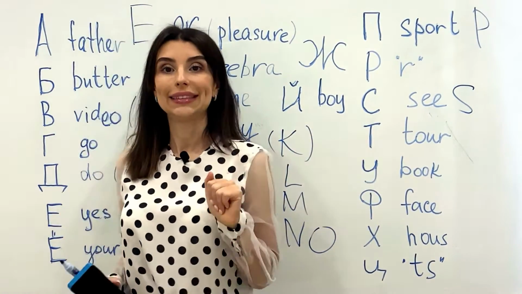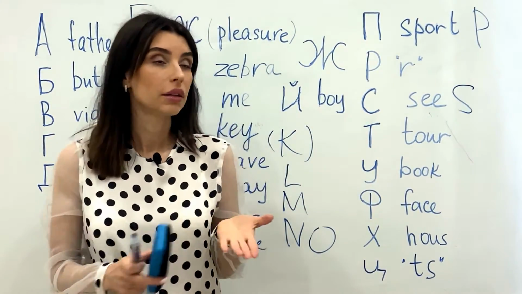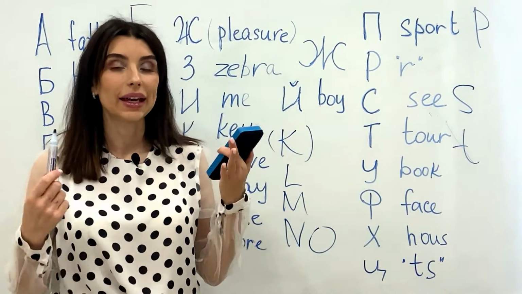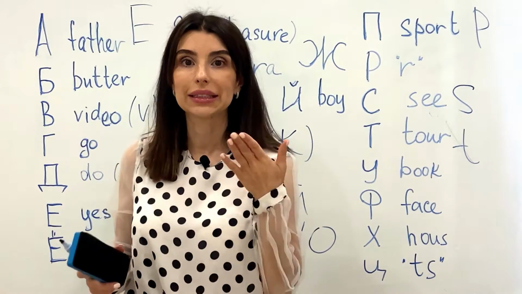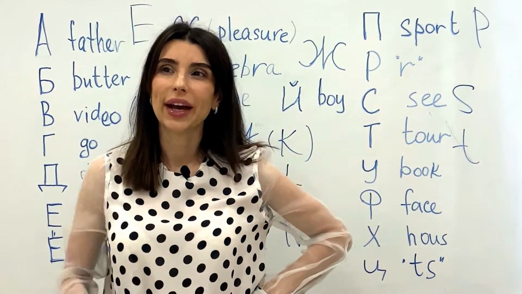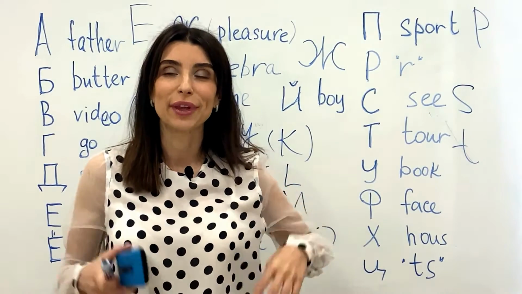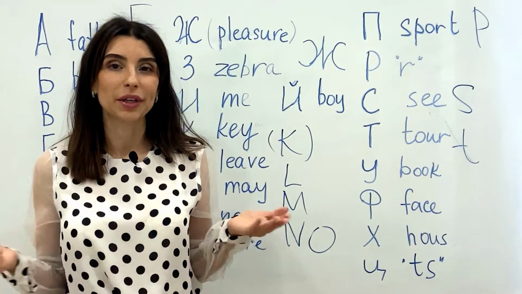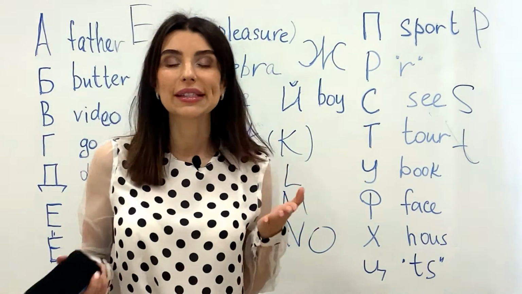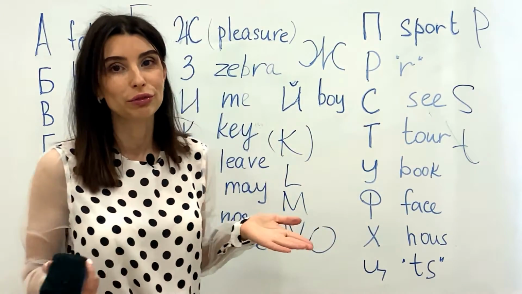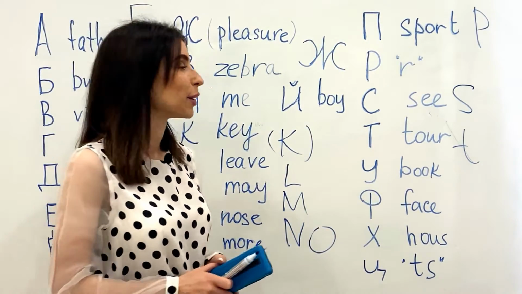The letter T, like in English, T, like tour, toy, so T. Do you see how many letters from the alphabet look the same? It's not like Arabic, you know, it's so similar here. I promise you, I told you that Russian is not such a hard language.